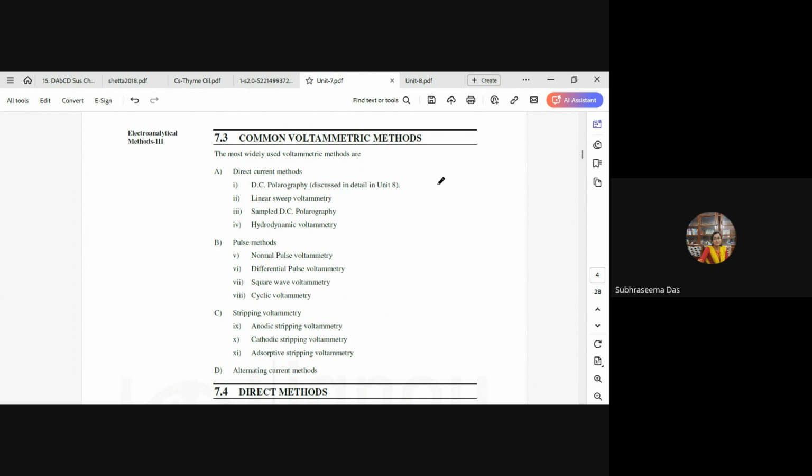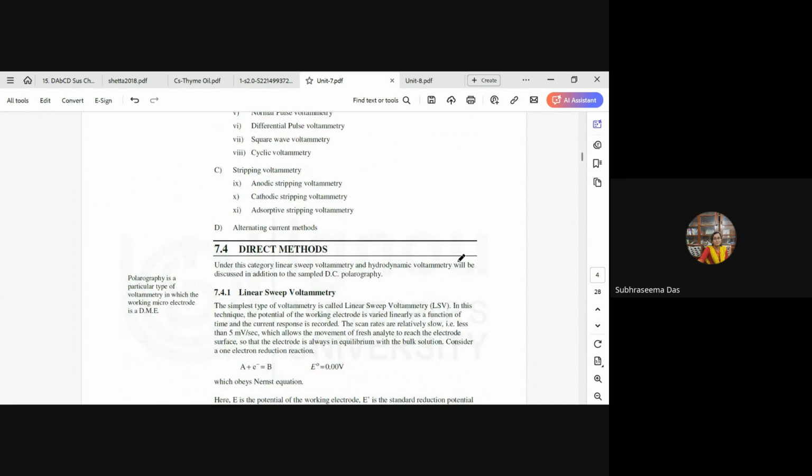The pulse method is further subdivided into normal pulse voltammetry, differential pulse voltammetry, square wave voltammetry, and cyclic voltammetry. Then stripping voltammetry is divided into anodic stripping voltammetry, cathodic stripping voltammetry, and adsorptive stripping voltammetry. And the fourth one is the alternating current methods. Then we will talk about the direct current methods. Under this category, linear sweep voltammetry and hydrodynamic voltammetry are discussed.